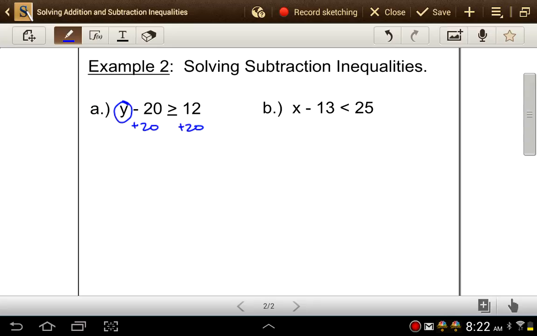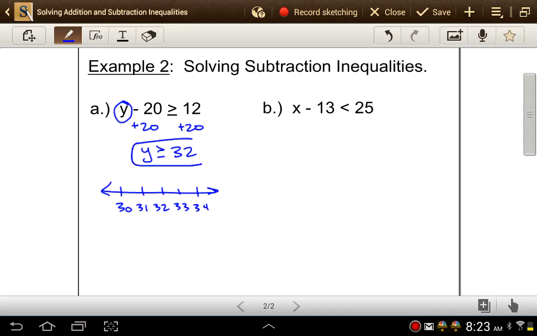That's going to give me y is greater than or equal to 32. 12 plus 20 is 32. 32 minus 20 is 12. You can check your work by substituting it in and making sure that it equals that amount. Now we're going to graph our answer. When we graph our answer, I'm going to put a couple tick marks on there, and make sure 32 is on there. So I'm going to do 30, 31, 32, 33, and 34.